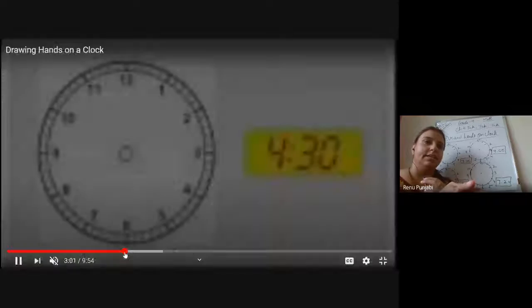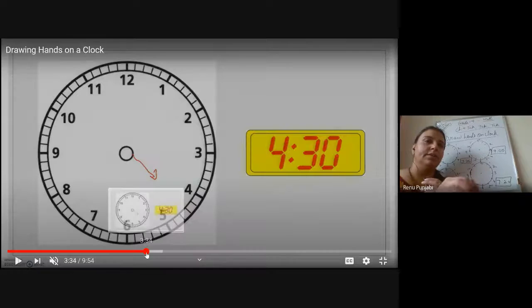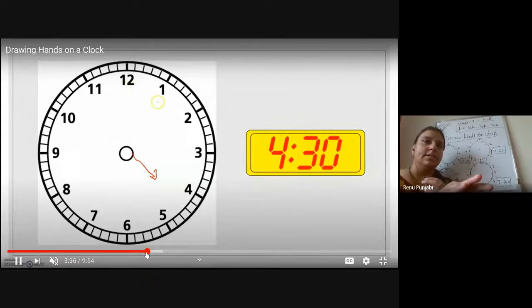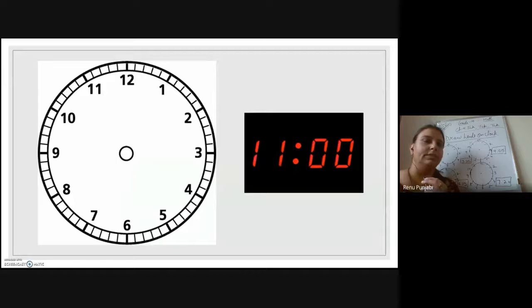So now let's see. It is between 4 and 5, and the long hand will be on 6. See, it's counting 5 minutes, 20 minutes, 25 minutes, and 30 minutes. Now it will exactly come on 6. So 4:30. Now it's 11 o'clock.